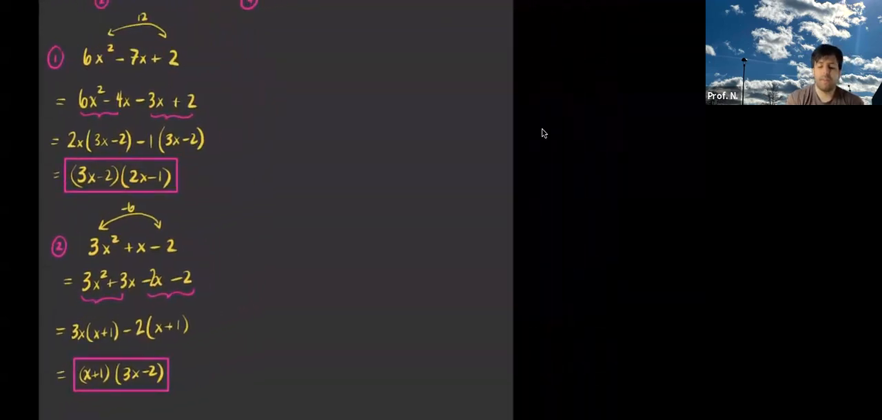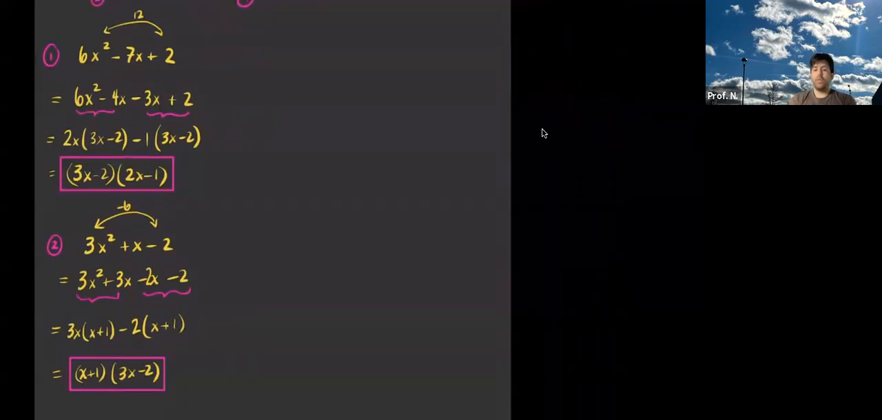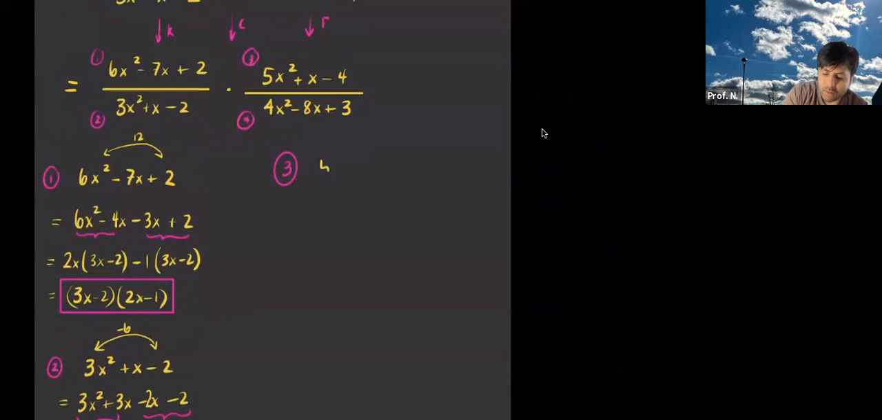Here we have 1 and 2. So far, so good. Next, 3. Our third trinomial here is 5x squared plus x minus 4. Same thing. 5 times -4 is -20. What multiplies to -20 but adds to +1? One of them has to be a positive.